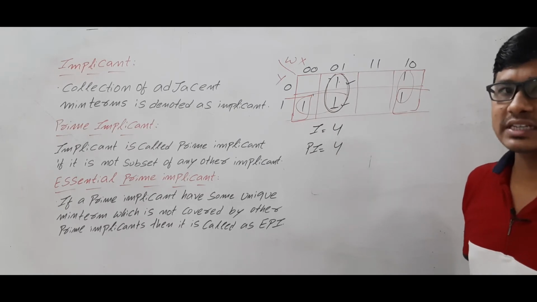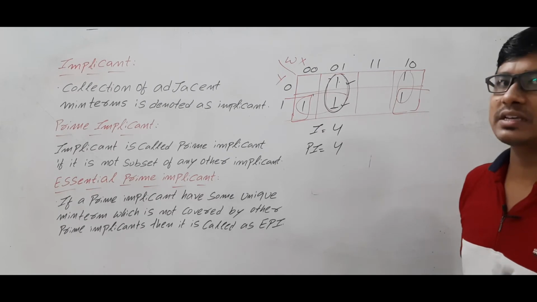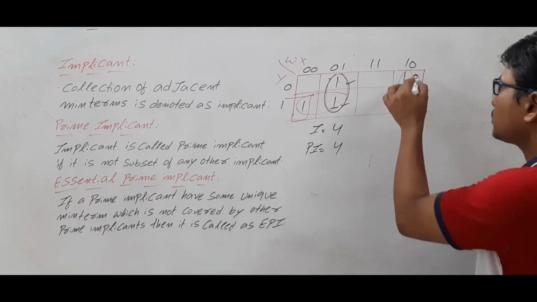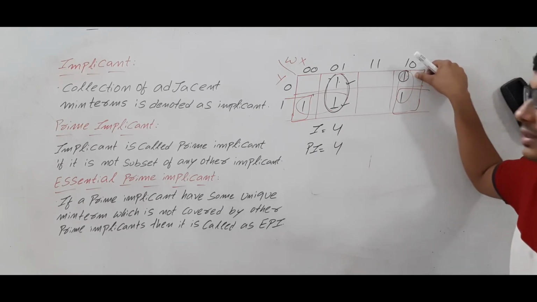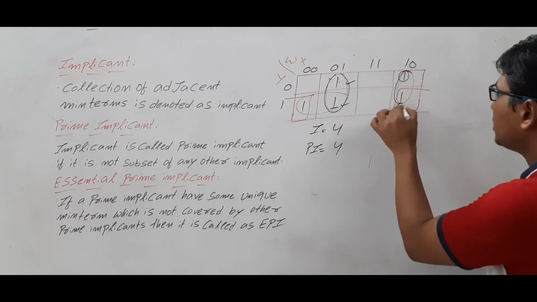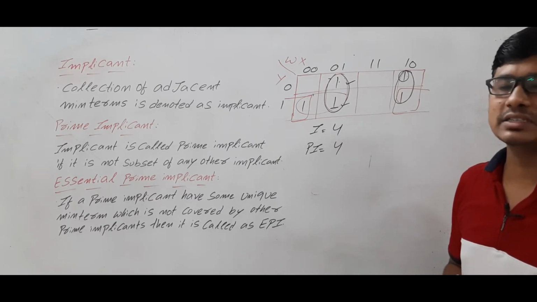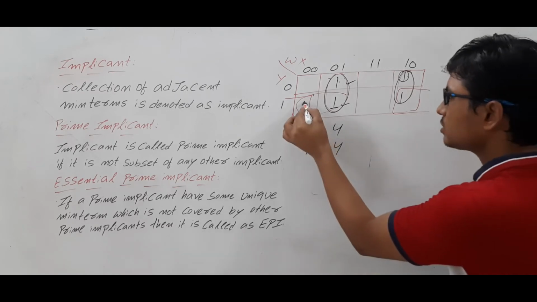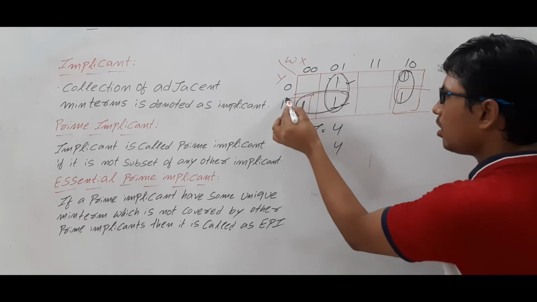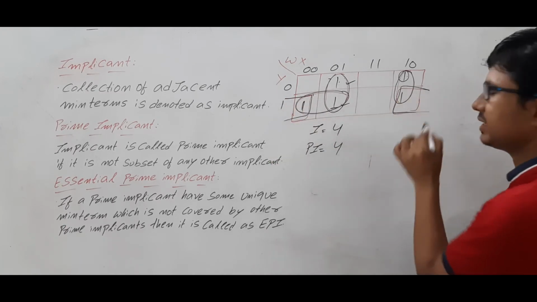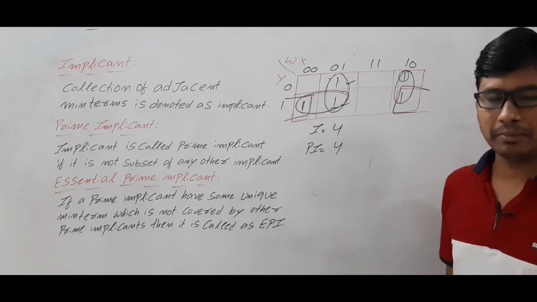If we have such unique min terms, we will call those prime implicants essential prime implicants. Now take this one also. This one is covered only by this prime implicant. Will you agree with me or not? Okay, so such prime implicants I will call essential prime implicants. Now take this one. This one is covered by this prime implicant and also by this prime implicant. So I cannot say that this is an essential prime implicant. Am I right or wrong?